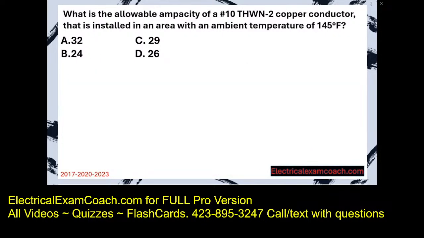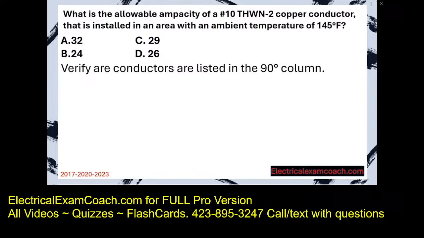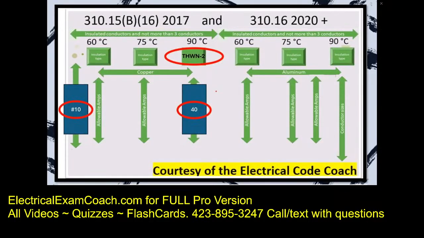What is the allowable ampacity of a number 10 THWN-2 copper conductor that is installed in an area with an ambient temperature of 145 degrees Fahrenheit? Step 1, we're going to verify that our conductors are listed in the 90 degree C column. We head to the table, we look for THWN-2, and sure enough, they're there.